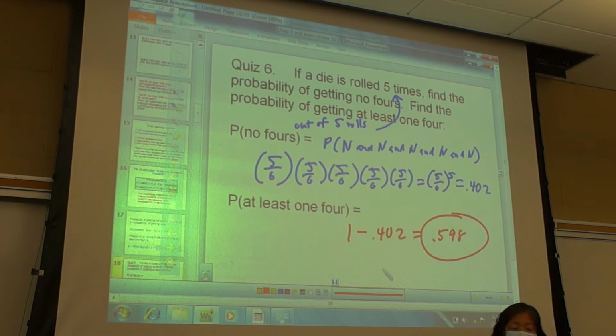So if it helps you, you can say that plus blank equals 1, and that helps you figure out, okay, I need to subtract that from 1 to get to what I really want. So that's the question that's being asked.